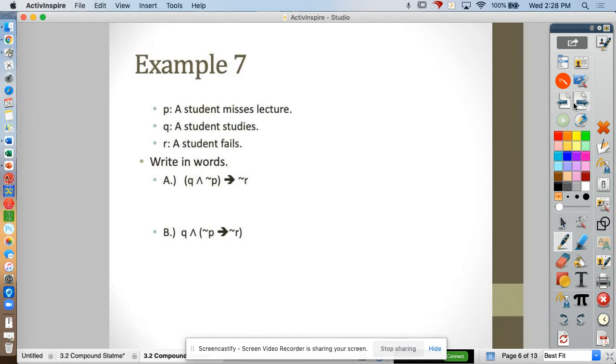Okay, so here is 7. This one is throwing in the third sentence. This one says, a student misses lecture, a student studies, a student fails. So in words, we want to group together Q and not P. But look, a whole parenthesis is in front of the arrow. That means that this is the if, right? So this is the if part. And then over here, negate R, that's the then part.